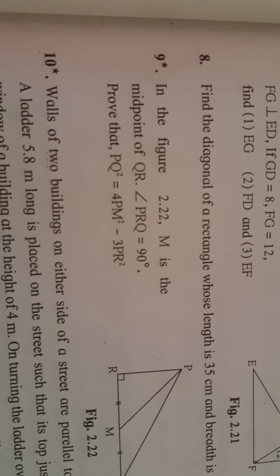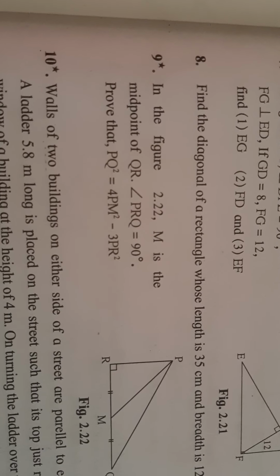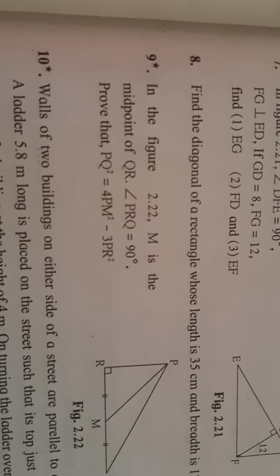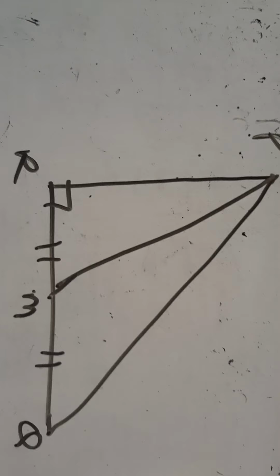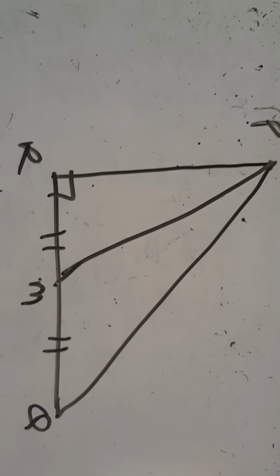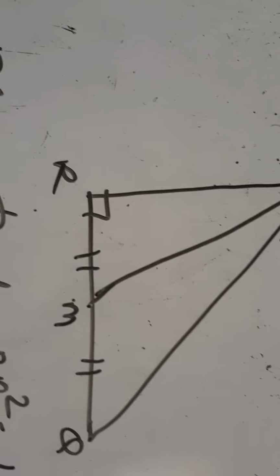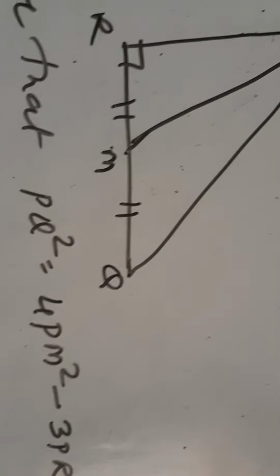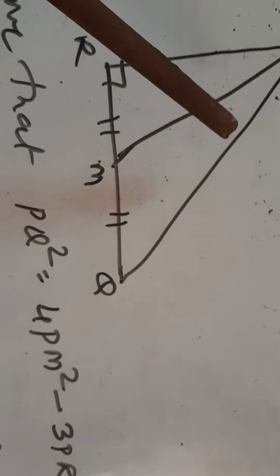Now we have to see the ninth question. In the figure, M is the midpoint of QR, and angle PRQ is 90 degrees. Prove that PQ square equals 4PM square minus 3PR square. If we observe the figure, we get two right triangles: the bigger one, PRQ, and the smaller one, PRM, due to M. So we apply the Pythagoras theorem to both. PQ is the hypotenuse of the larger triangle and PM is the hypotenuse of the smaller triangle.